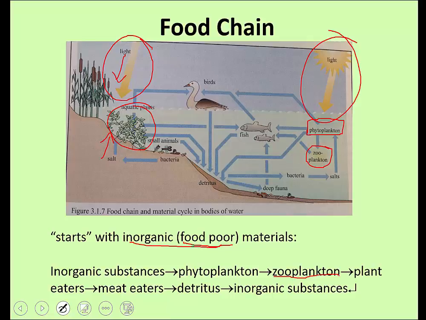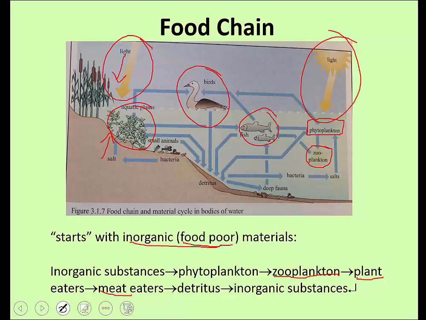So they consume the phytoplankton, and then those zooplankton offer a nutrient source, a food source, to a variety of plant eaters. So things like fish, crabs, mussels, worms, anything that you've got in there can consume those zooplankton. Okay, then you've got the meat eaters who come along and eat those plant eaters. And eventually you get to the top of your food chain in terms of your meat eaters.